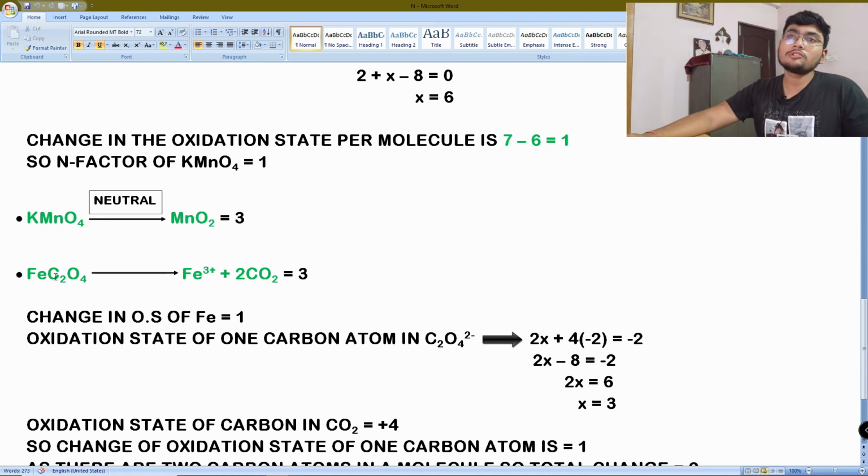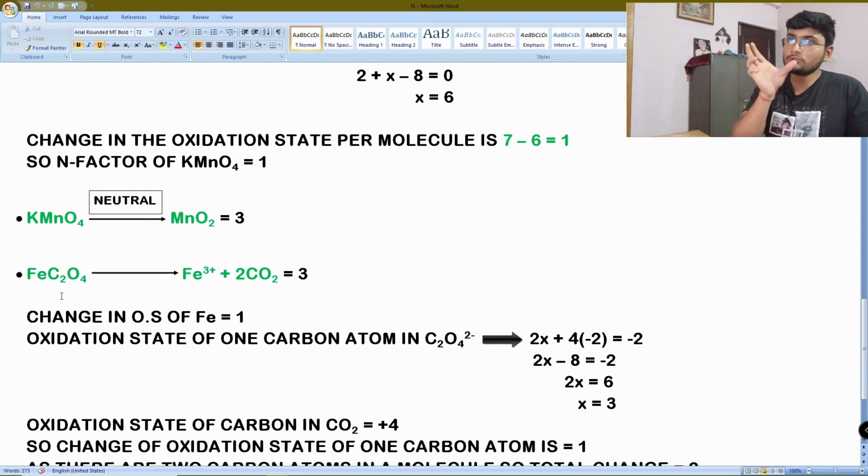So basically you see that a carbon goes from +3 to +4. Alright, so there is a change of 1 oxidation number, but I have told you that the N factor is the total change in oxidation state per molecule. Now in the overall molecule there are 2 carbon atoms. Alright, so a single carbon atom is going a change of 1 oxidation number, so 2 carbon atoms will go a change of 2 oxidation number. Alright, so 2 carbon atoms will go a change of 2 oxidation number.